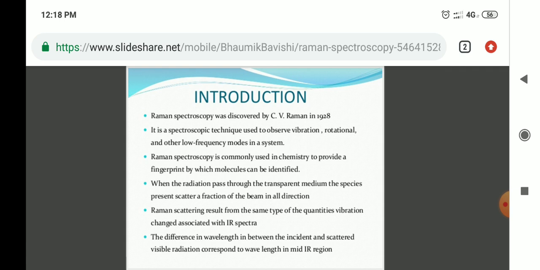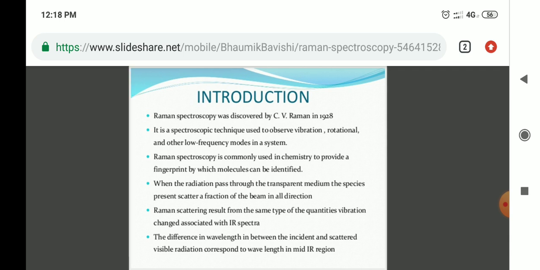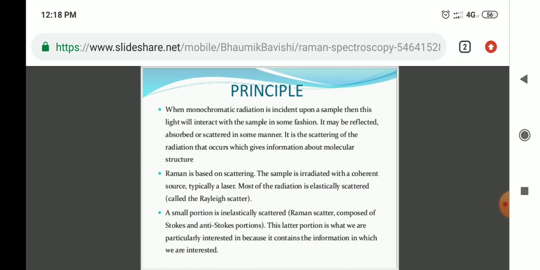When the radiation passes through a transparent medium, the species present scatter a fraction of the beam in all directions. Next, the Raman scatter results from the same quantized vibrational changes associated with the IR spectrum. And the last point is the difference in wavelength between the incident and scattered visible radiation corresponds to wavelengths in the mid IR region. Next is the principle of Raman spectroscopy.